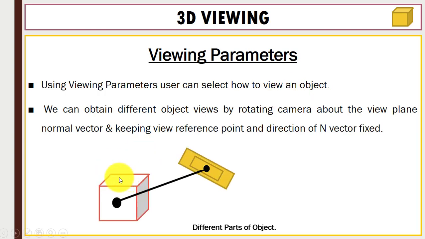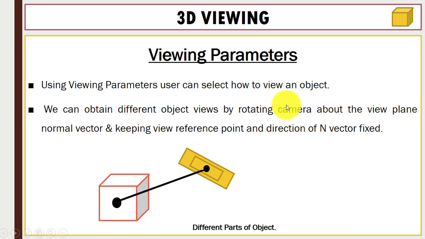Suppose this is the 3D object and we want to see the object from the different sides, like from the top, from the bottom, from the left side, from the right side, and from behind. So how can we see the object from the different sides? For that we need view parameters. By this we can select how to view an object, and we can obtain different object views by rotating the camera about the view plane normal vector.